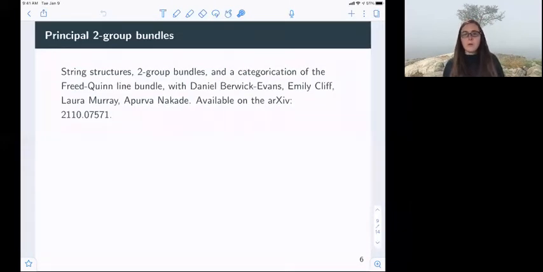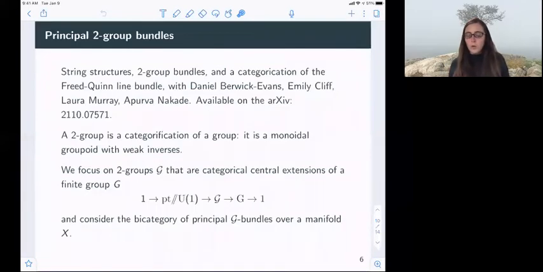So another project that I'm working on is about principal two-group bundles. This is a collaboration with Daniel Berwick-Evans, Emily Cliff, Laura Murray, and Apurva Nakade that came out of one of the AMS Mathematics Research Communities. We have a paper recently up on the archive as well. So we're studying two groups, which are categorifications of groups.